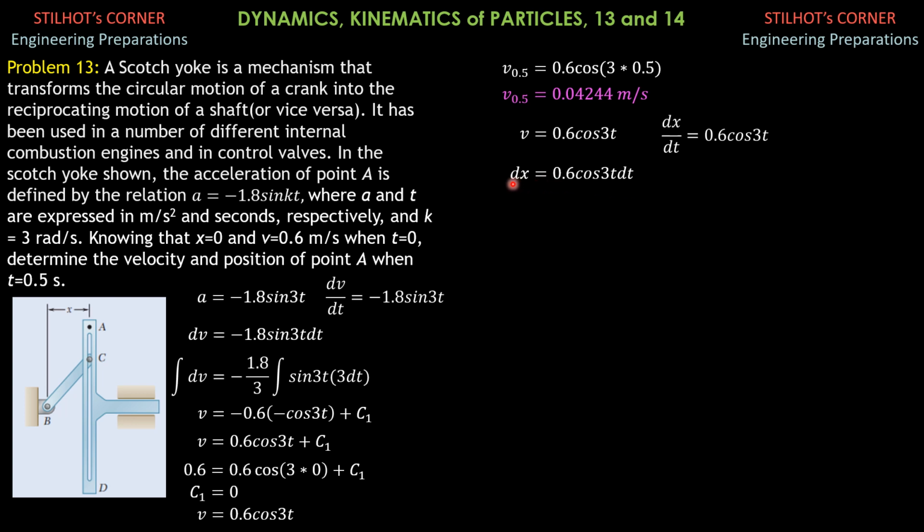So integrating both sides, and before we integrate the right side, we divide by 3 again, so that the right side would be the integral of cosine u du. So the integral of dx equals 0.6 over 3 times the integral of cosine 3t times 3 dt. And the integral of cosine u du is sine u. So the right side is equal to 0.2 sine of 3t plus c sub 2. So x equals 0.2 sine of 3t plus c sub 2.